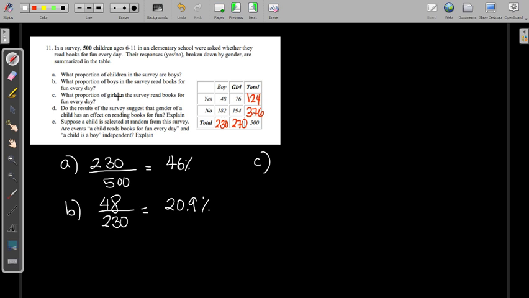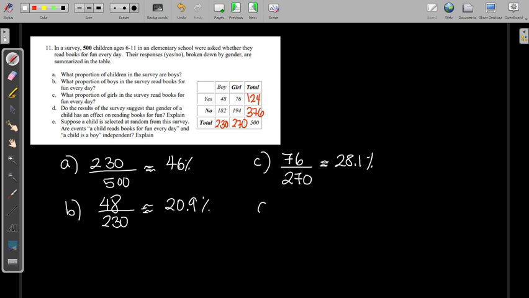Okay. C. What proportion of girls in this survey read books for fun every day? So now we're talking about girls, and they like to read for fun. That's 76 divided by only the girls, because that's what they want, girls, right? So if you did that, it will give you approximately 28.1%. I should use the approximation symbol because it's not equality. So that's a correction there.